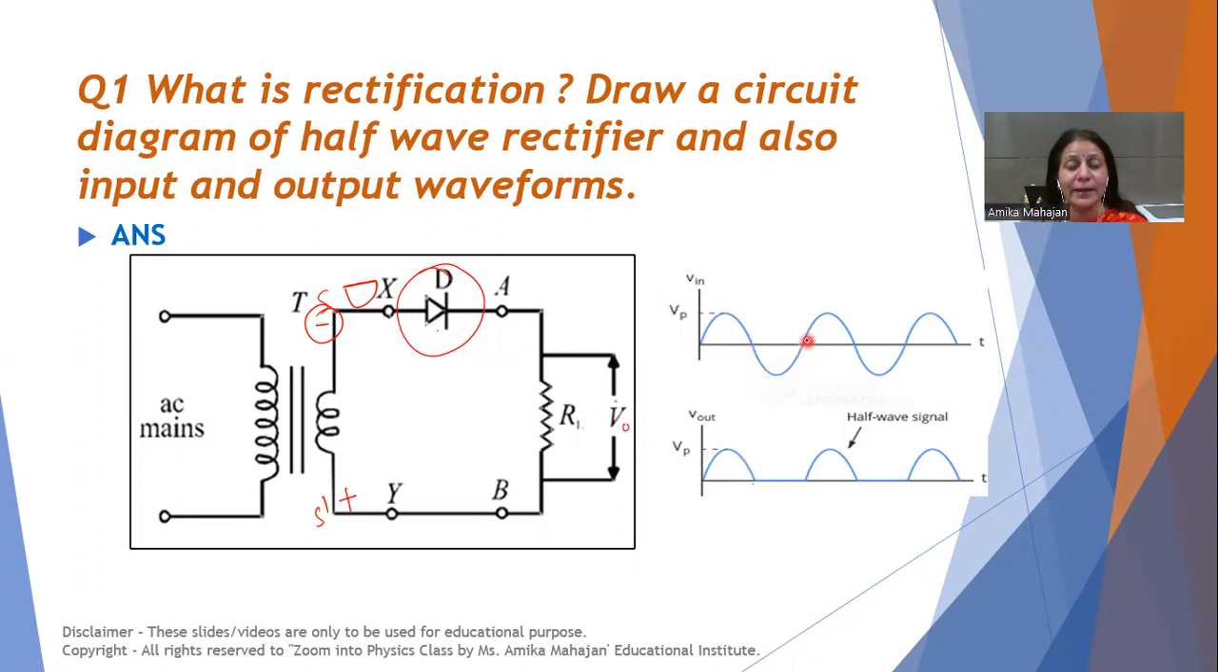But when we give negative waveform to this diode, what happens? It does not conduct. So no output is obtained. Again, when positive cycle appears, again we get output across this RL. So half of AC is being converted into DC because only positive cycle is being converted into DC. Across negative cycle, we are not getting any output. That is why it is known as half-wave rectifier. So these are input and output waveforms in case of half-wave rectifier.